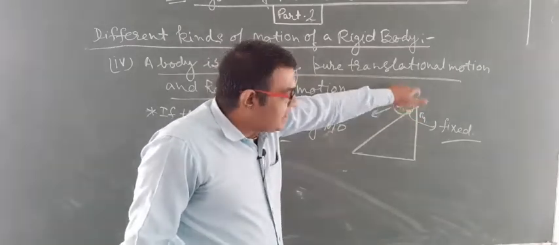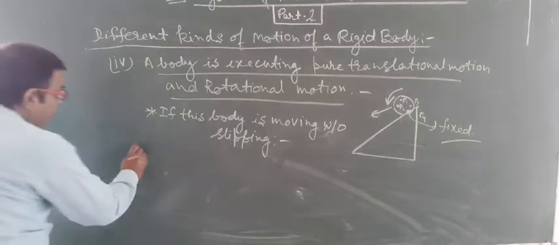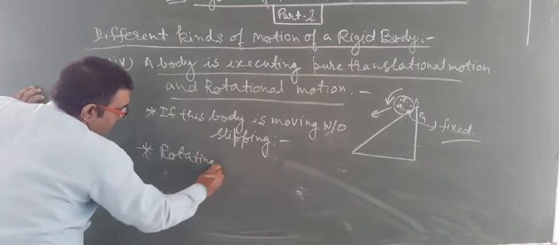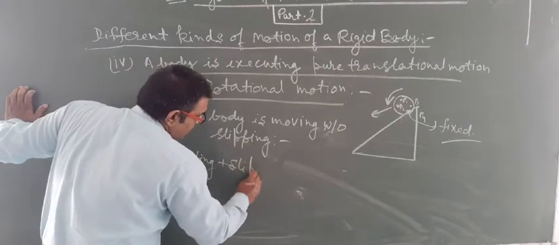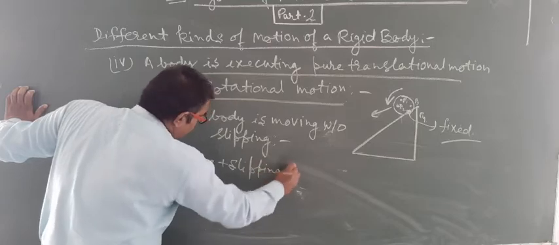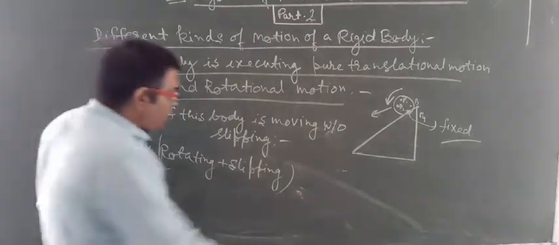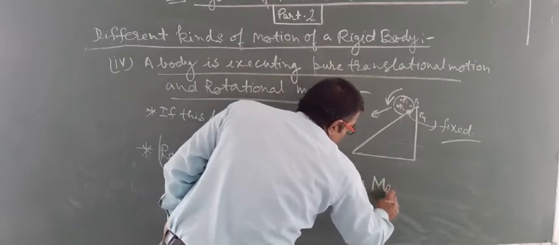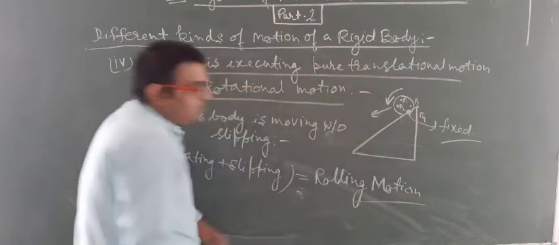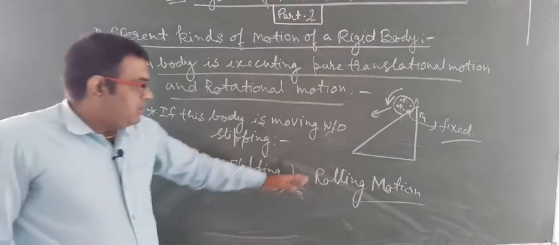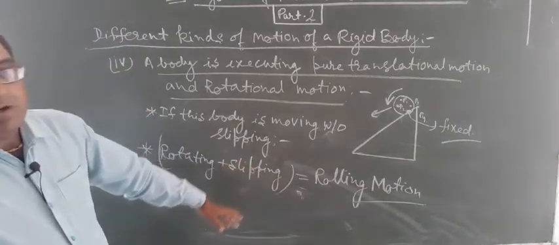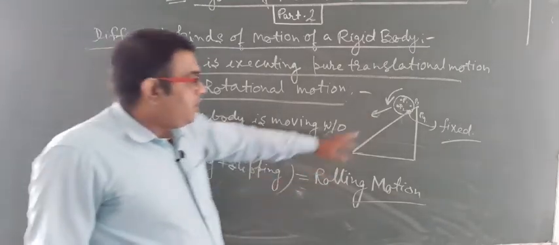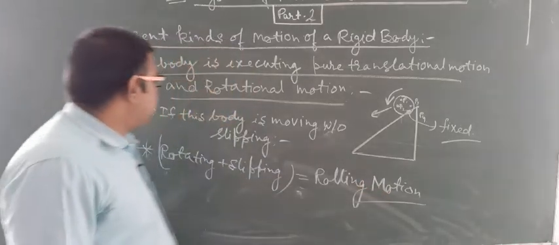If the body is rotating as well as slipping, rotating plus slipping, then this combination of motion is called rolling motion. This is called rolling motion. We will discuss the rolling motion in detail in this lecture. At the last there is rolling motion, in which we will discuss the movement of different points of the body when the body is rolling on the surface.